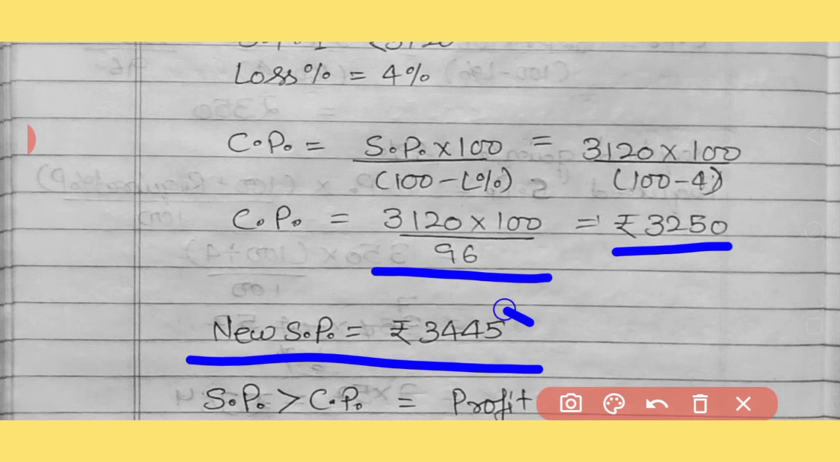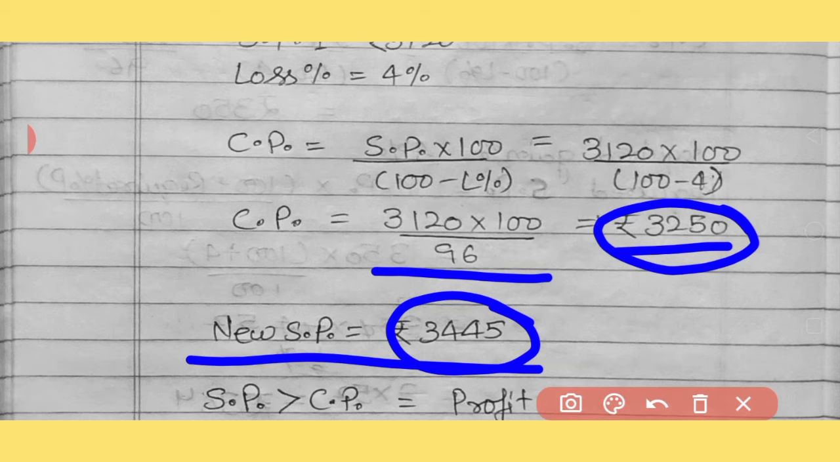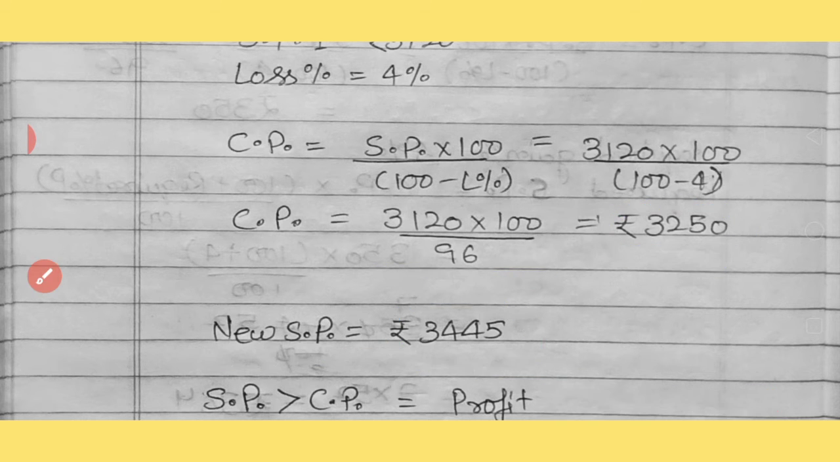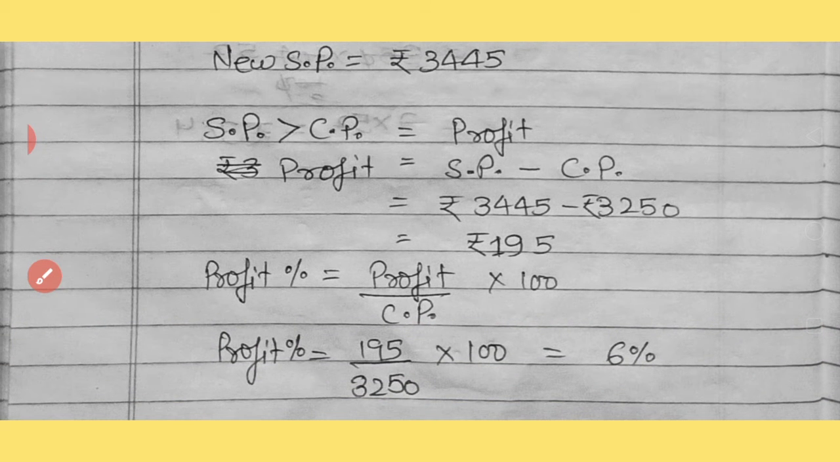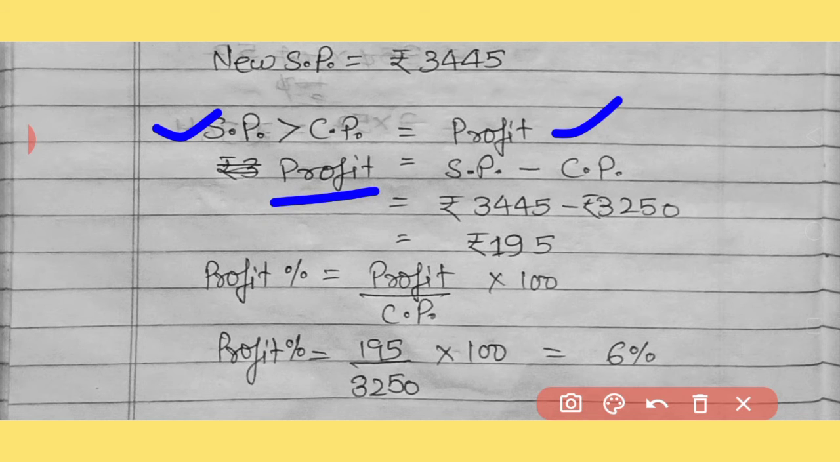Now easily we can see here 3445 is greater than 3250 rupees. So it means it is a condition of profit. I have written clearly SP is greater than CP. In that condition there will be profit. So profit is equal to SP minus CP. So 3445 minus 3250, because the new SP given is 3445 and CP we have found is 3250 rupees. After the difference we have found profit is equal to rupees 195.